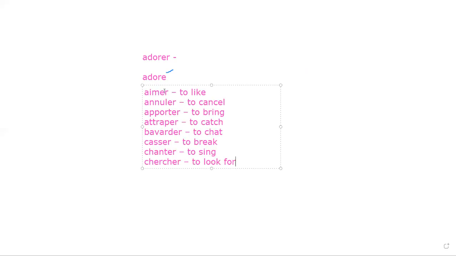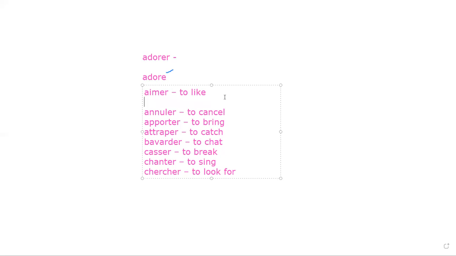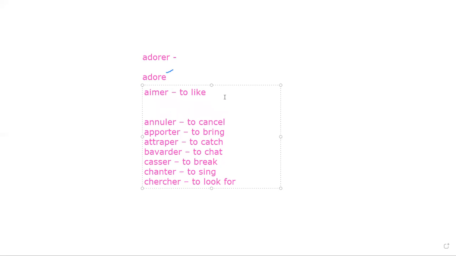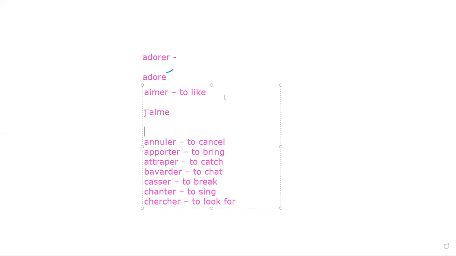Now you have verbs like aimer, to like. Répétez après moi. Aimer is to like. Annuler is to cancel. Répétez après moi. Annuler is to cancel. For example, we have the verb aimer. So, how to make the present tense of aimer? What will you do? J'aime. C'est clair, because we have a vowel. So, j'aime. C'est clair. Tell me yes and no.